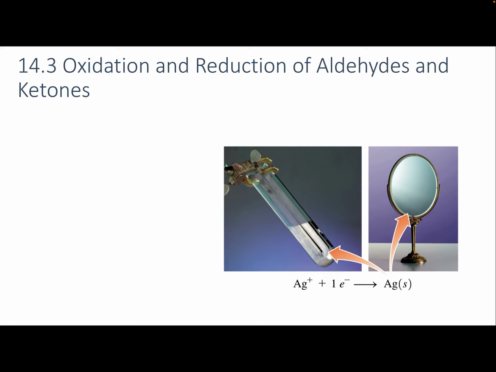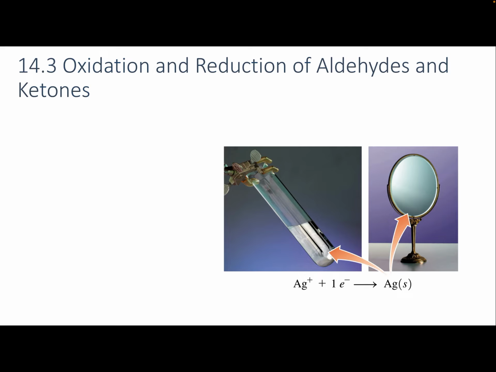Let's talk about some of the reactions now for this chapter. So aldehydes and ketones can undergo, not all of them can oxidize, but they can all reduce. So they can all undergo reduction. Aldehydes can oxidize, ketones cannot, and we'll talk about that. The goal in this section is to draw the structural and line angle formulas for the reactants and products of these reactions. What I'm showing you here is called a Tollens test, or a silver mirror test.